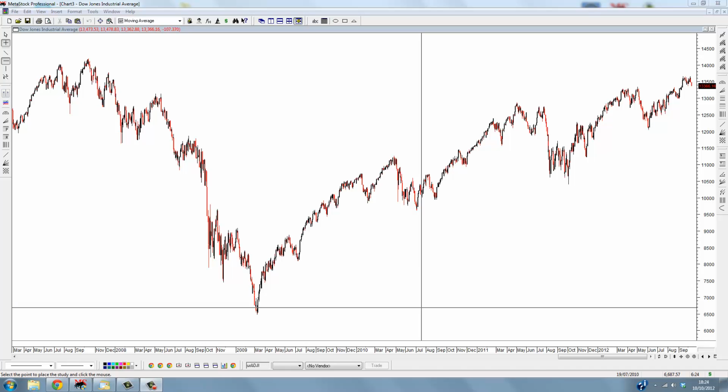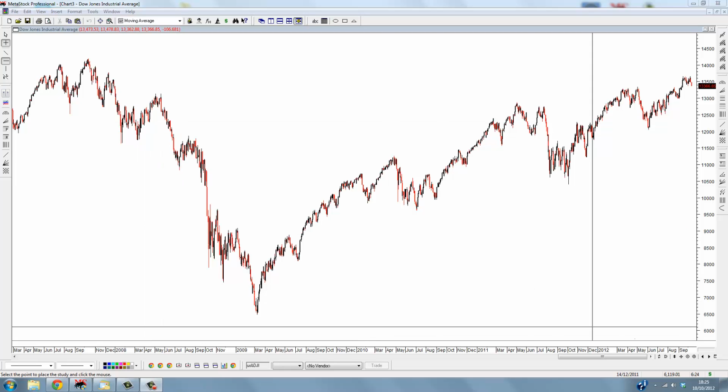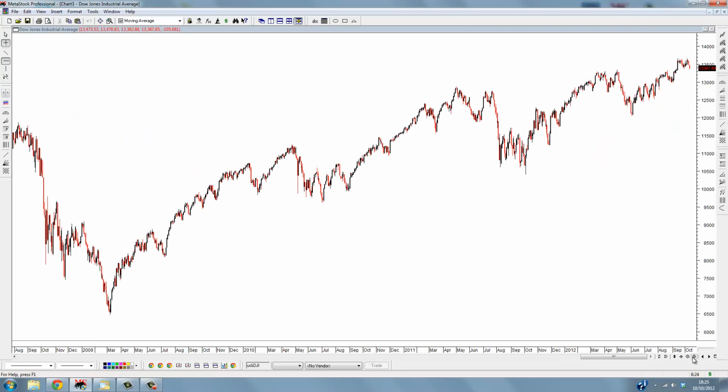I'll show you how I'd go about drawing supports. There's quite a few ways of doing it. First of all, I'm going to do it on the Dow Jones Industrial Average, my favourite index, as most people know. Now, looking at this chart here, you can't really see much. First thing I'm going to do is draw a trend line, which trend lines are supports as well.